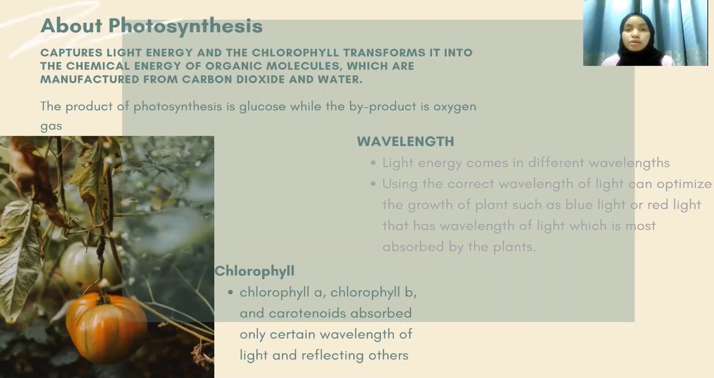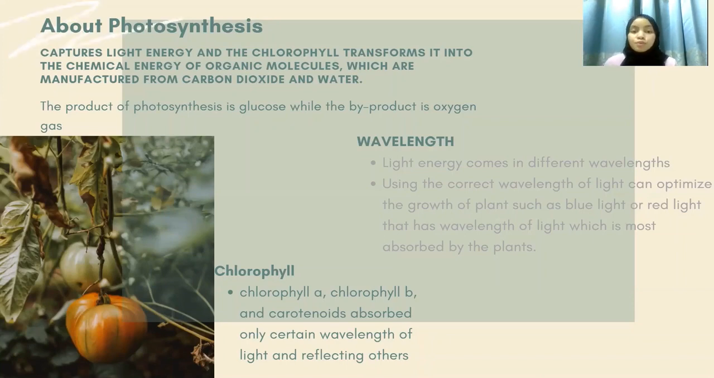As we all know, sunlight is a form of visible light that can be separated into different spectrums, which is also known as the rainbow colors, starting with red, orange, yellow, green, blue, indigo, and violet, with violet having the shortest wavelength and red light having the longest wavelength. By using the correct wavelength of light, we can find out the best type of light that can promote the best growth of plants.